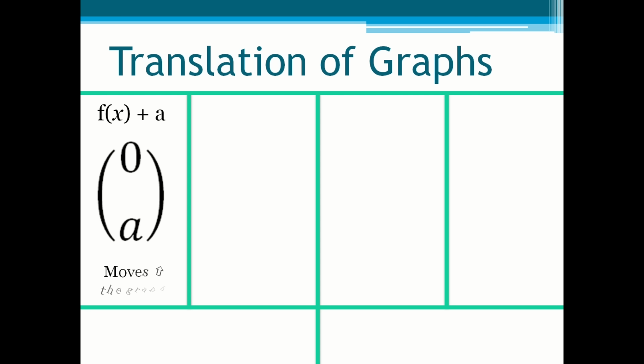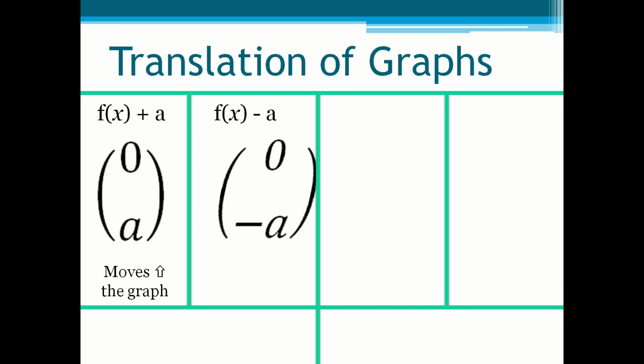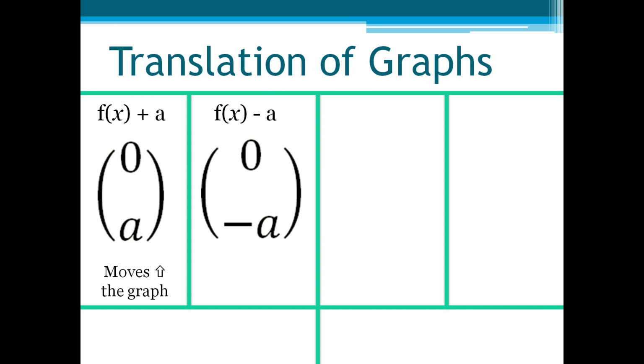Okay, translation of graphs. There are 4 translations you need to know. There's f of x plus A. A is on the outside. The column vector is 0 at the top, A at the bottom, and the graph moves up. F of x minus A with A on the outside is 0 on top, minus A at the bottom, and the graph moves down.